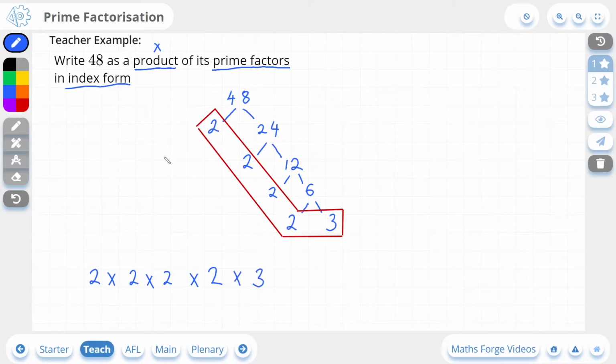Now, if the question did not ask to leave your answer in index form, then this would be your final answer. But since the question is asking us to write it in index form, we do the following. We write 2 to the power of 4, because we have 4 2's being multiplied together. And then we have a times 3 at the end. And this cannot be simplified further. This is what it means to write your answer in index form. So if they ever ask you to write it in index form, simplify it using indices, using powers. And if we check our answer, there it is.